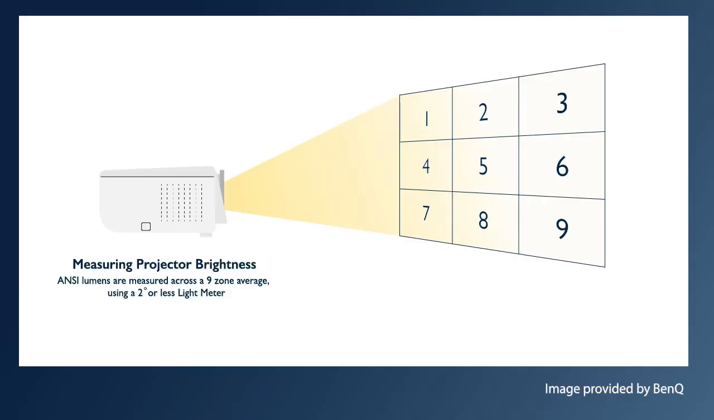Let's start with what we currently use, which is ANSI Lumens. ANSI stands for the American National Standards Institute. It's a procedure to get an understanding of the overall brightness of a projector as it projects on a screen. There are nine points that you measure on the screen, and then you average those numbers together, which gives you your ANSI Lumens measurement. This works really well.